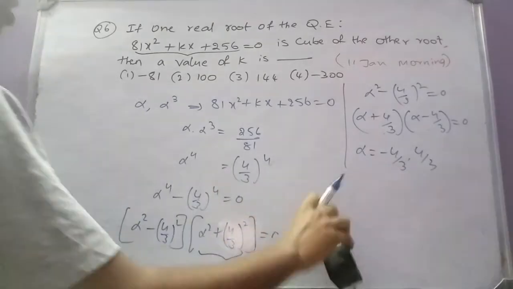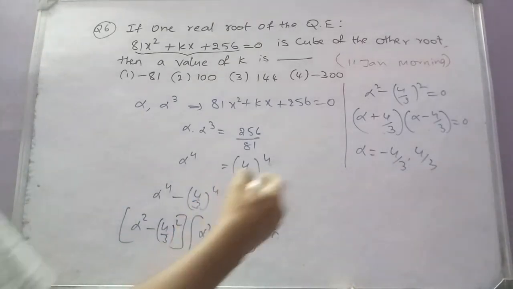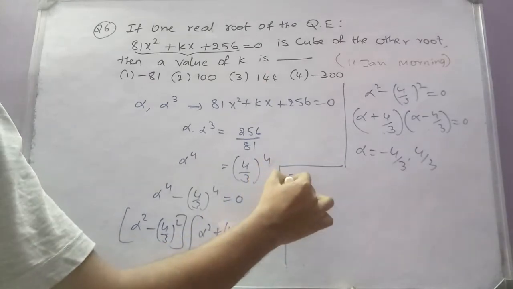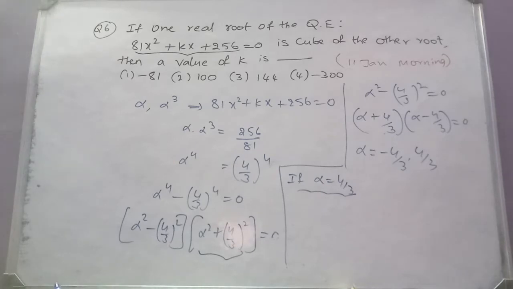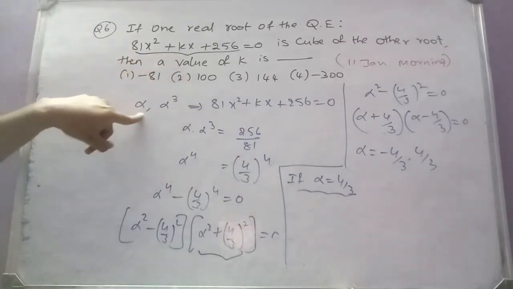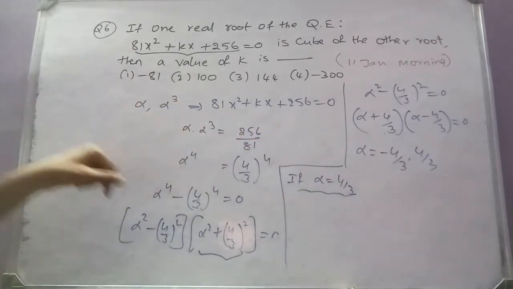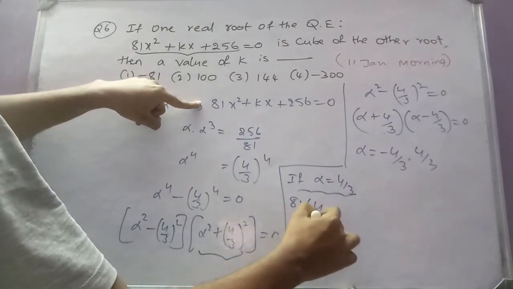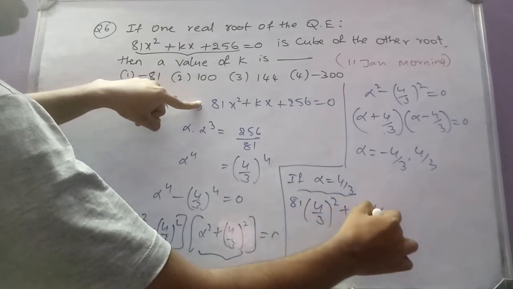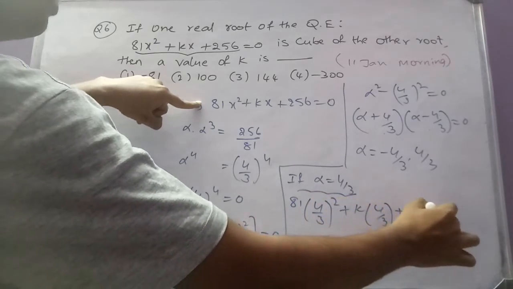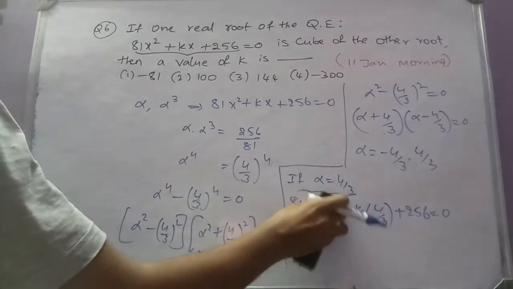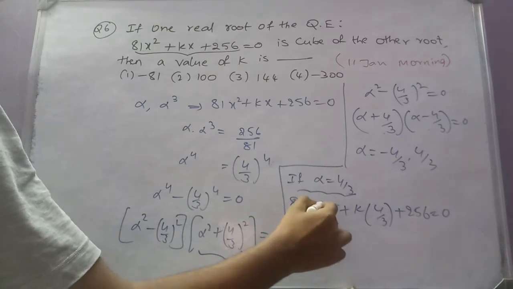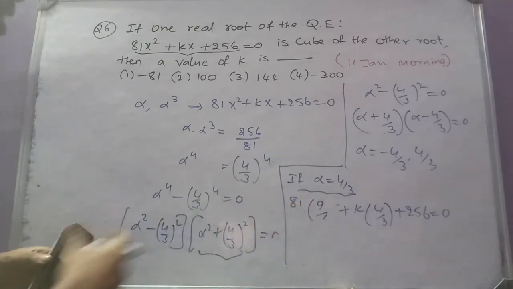So first let us see what if alpha is plus 4 by 3. If alpha is equal to 4 by 3, observe, alpha is a root of this quadratic equation, right? Alpha is a root of it. So in place of x, I can take 4 by 3. Substitute: 81 into 4 by 3 whole square plus k into 4 by 3 plus 256 equal to 0. So 4 by 3 whole square is nothing but 9 by 16. Sorry, 4 by 3 whole square is 16 by 9.